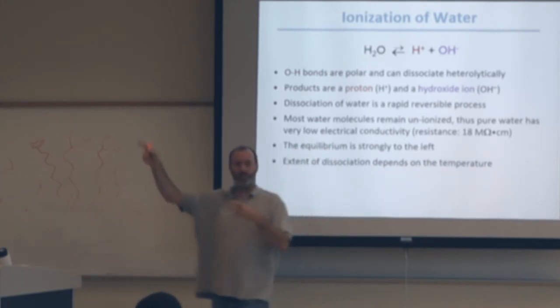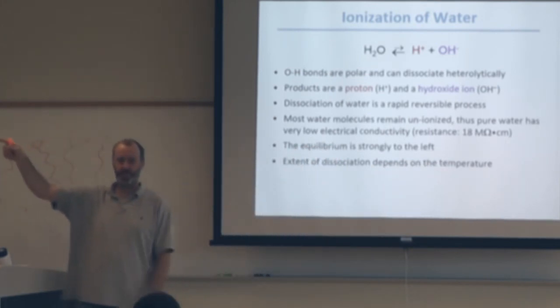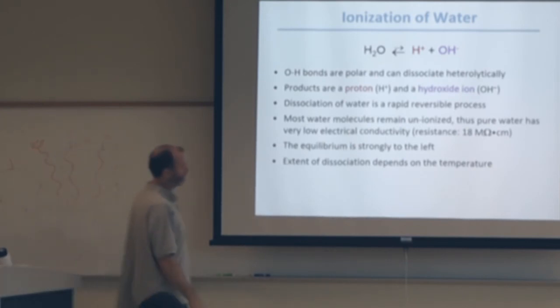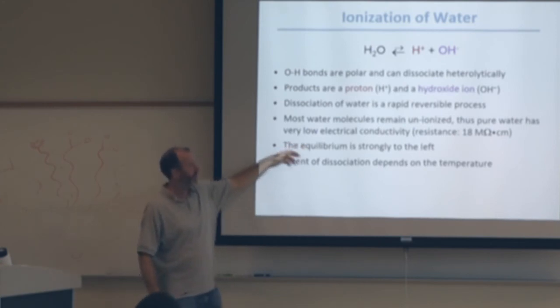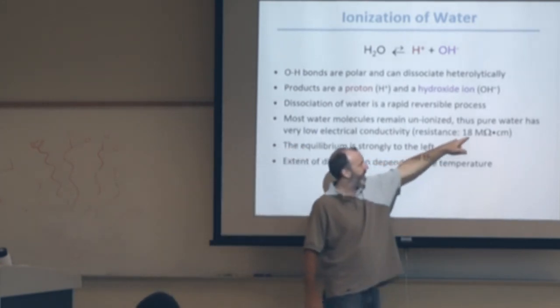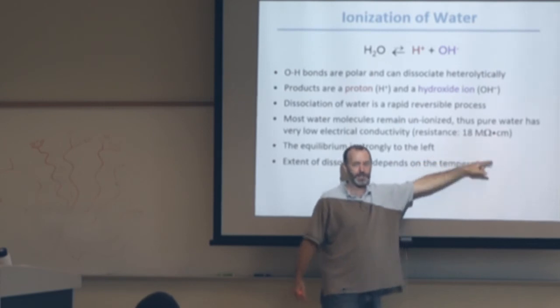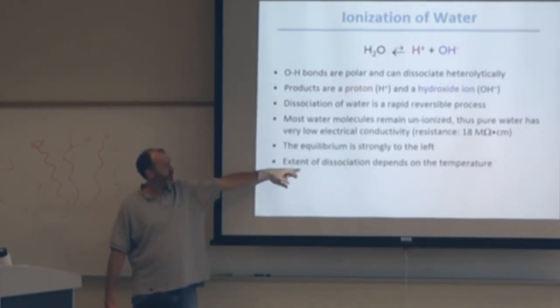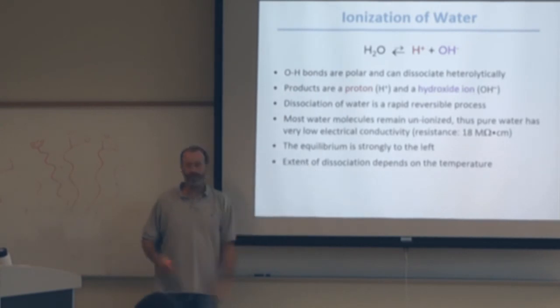You'll find that's what we get out of our water purifiers for the ultra pure water that you guys use in the lab as reagent water. And that's just how pure it is. So you still can get some electrical conductivity, but 18 megaohms, that's a lot of resistance, right? The equilibrium is strong to the left, so the extent of dissociation depends on the temperature also.